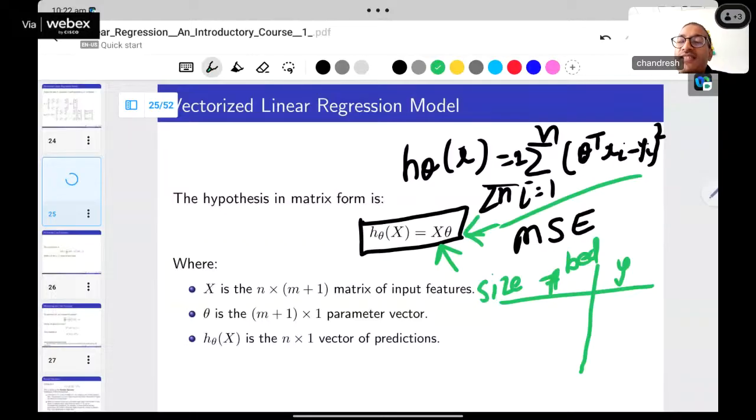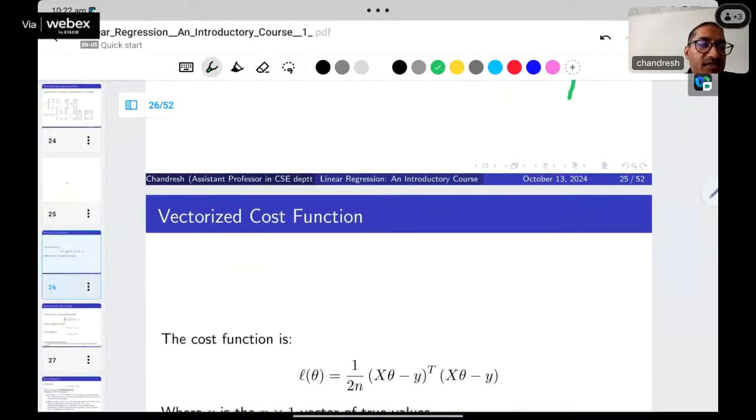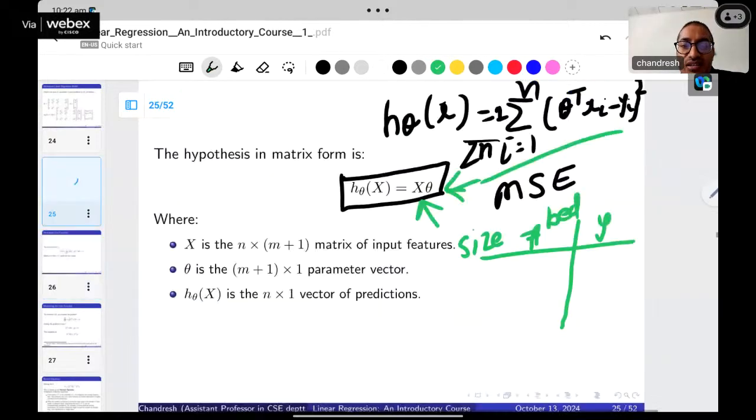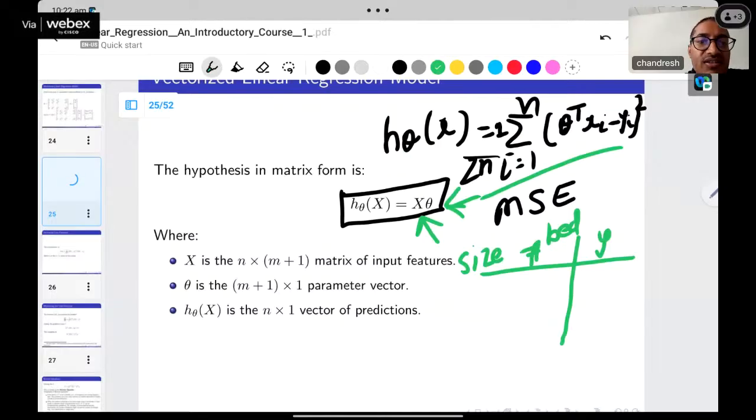Now you have to, let's say, find this theta. Okay, that's our... let's go to the next slide. Okay. So, vectorized cost function. Sorry, actually I did one thing wrong. I should not say... just a second.